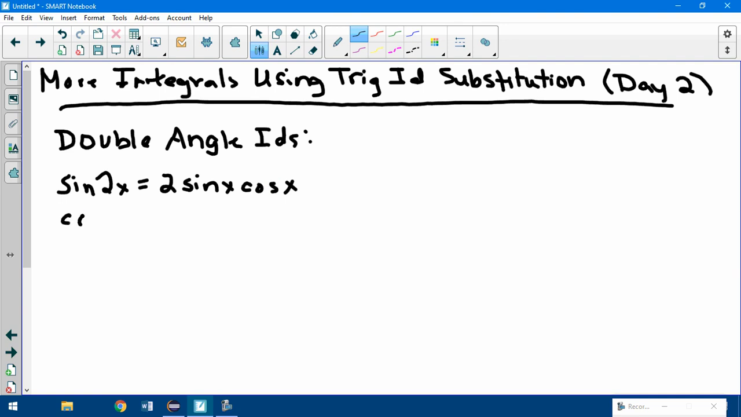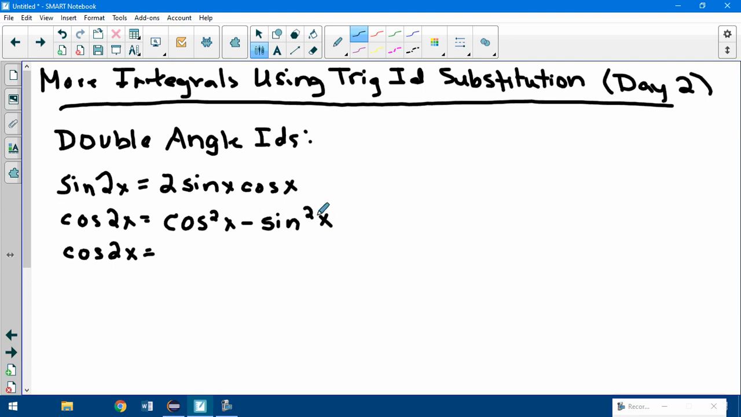Okay, we've got cosine of 2x. Now cosine of 2x had options. Cosine of 2x was cosine squared of x minus sine squared of x. But then you could also write cosine of 2x using just sines or cosines, because now you can use Pythagorean identity substitutions. Remember sine squared x is 1 minus cosine squared.